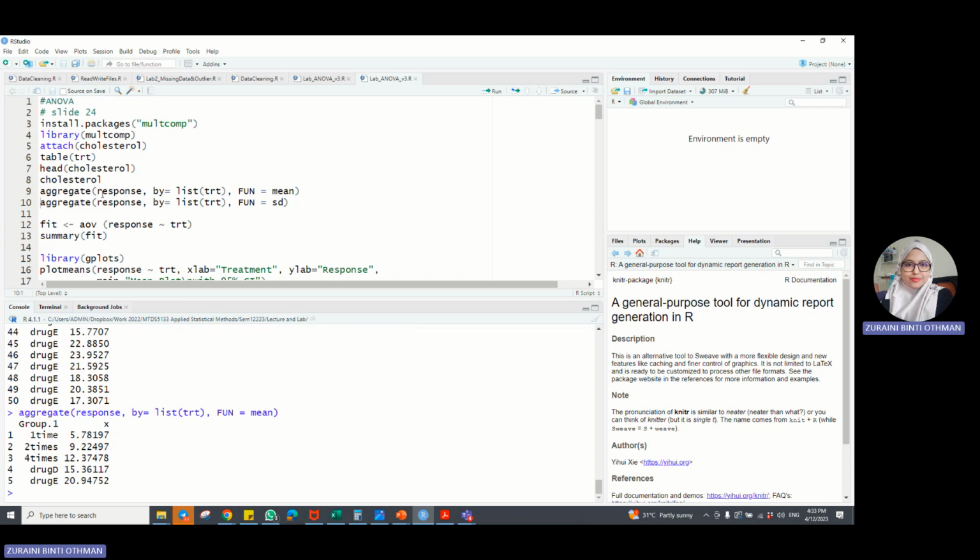Let's go to the next, the standard deviation. Aggregate the response by treatment with the function being standard deviation. The standard deviations were relatively constant across the five groups, ranging between 2.88 and 3.48. The lowest one is 2.88 and the highest one is 3.48. Now, this fit. Let's run it.